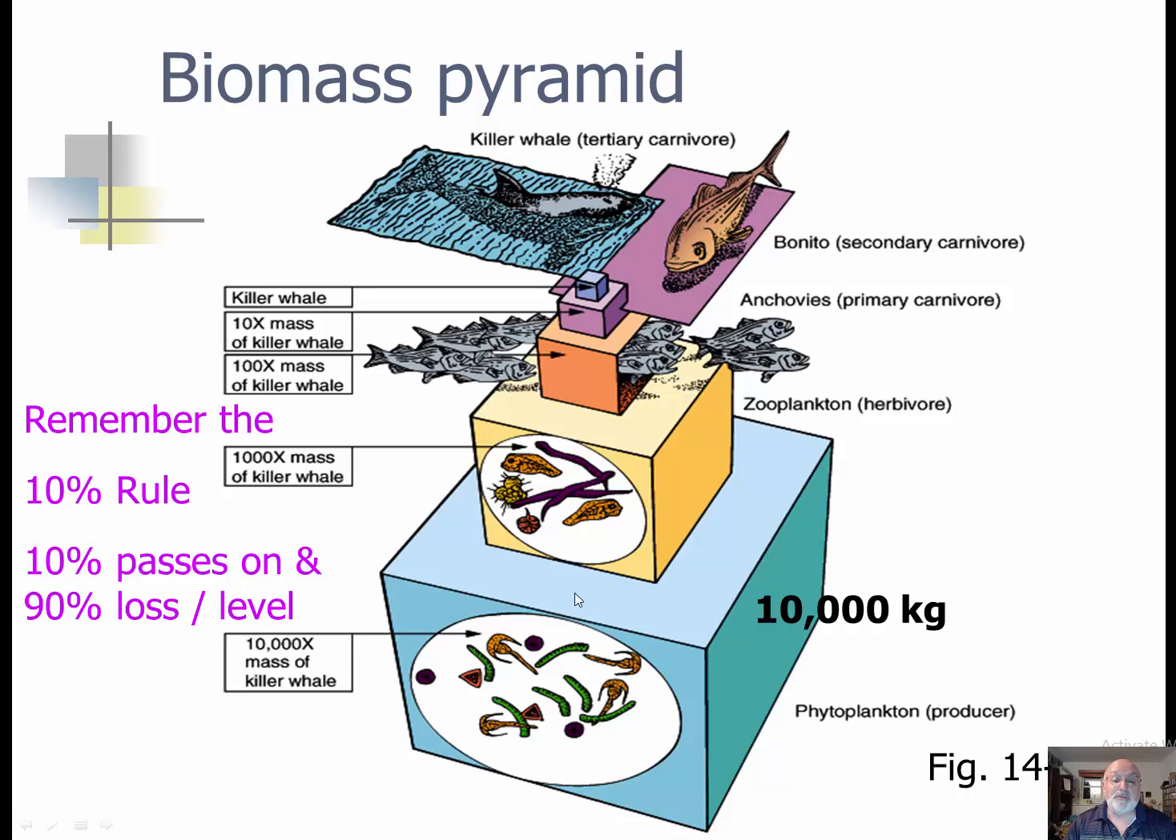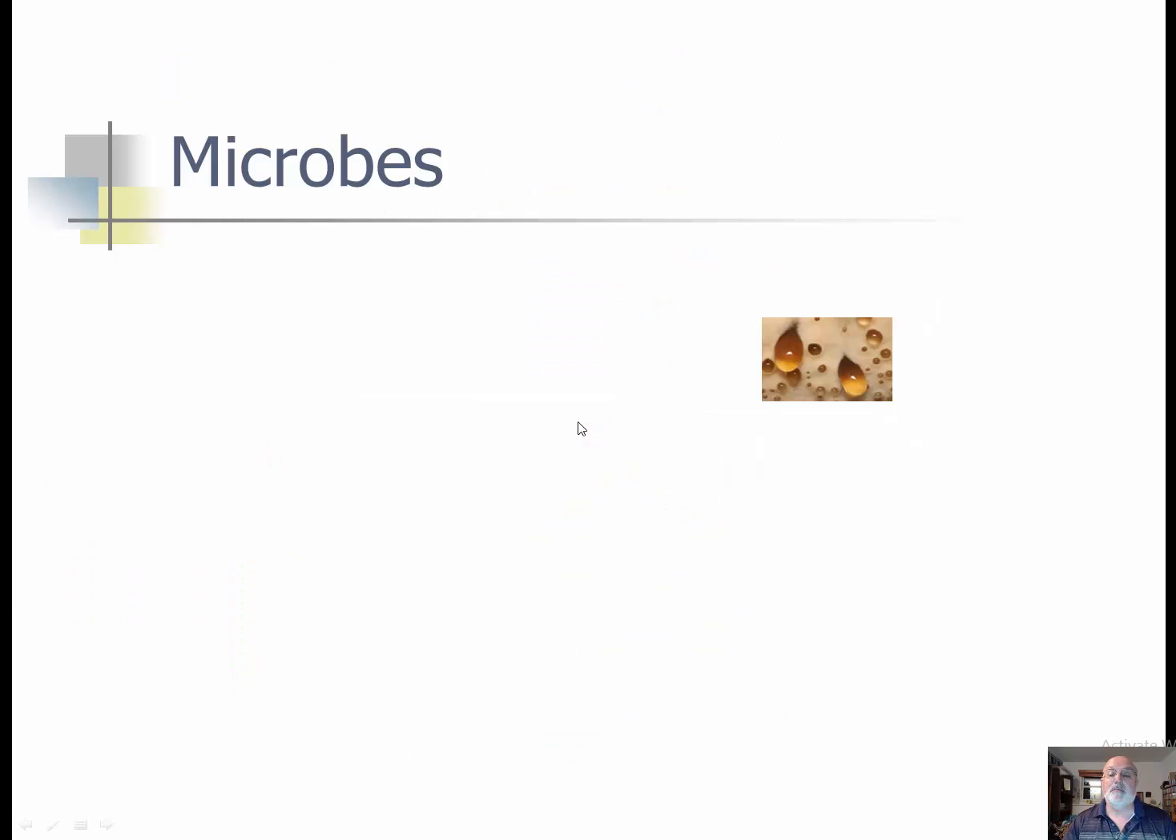Biomass, remember, 10% rule. When you go from one to another, you lose 90%. Only 10% passes through. So if you had 10,000 kilograms, you only have 1,000 kilograms of this and 100 kilograms of that and 10 kilograms of that and 1 kilogram of this. So the killer whale, if I'm eating this, it probably would go much better going down and eating these anchovies than actually eating anything that eats the anchovies.